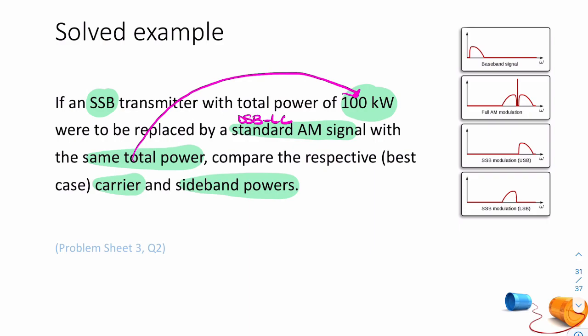So what we have is this, and we're replacing it with this. The total power remains the same. So initially we had 100 kilowatts all in this sideband. We now have 100 kilowatts in the upper sideband, the lower sideband, and the carrier. Altogether it will be 100 kilowatts. So how much of this 100 kilowatts will go into the upper sideband? How much will go into the lower sideband? How much will go into the carrier?